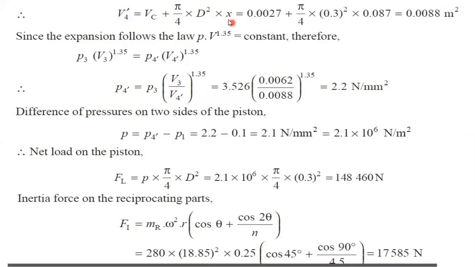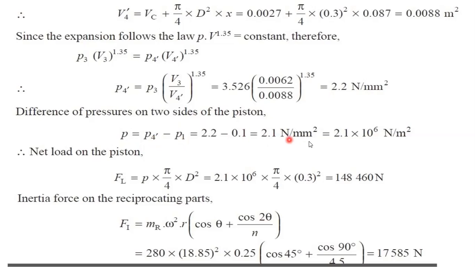So the displacement we just calculated. If you substitute all the values, you will easily get the V4' value, and substituting that V4' you can easily determine P4', the pressure at the 4' point, which is 2.2 Newton per millimeter square. Now actually we want the difference of pressure on both sides of the piston, right? So P is equal to P4', which is the maximum, minus P1, that is the suction pressure. If you subtract suction pressure from 2.2, you will get 2.1 Newton per millimeter square.